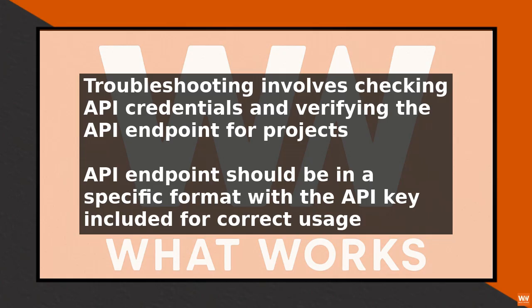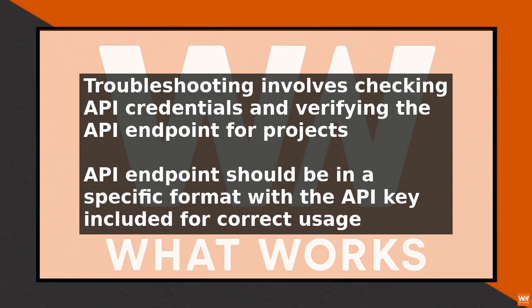Step 2. Verify your API endpoint. Ensure that you are using the correct API endpoint for your project. The endpoint should be in the format of HTTPS://eth-mainnet.alchemyapi.io/v2/your-api-key.